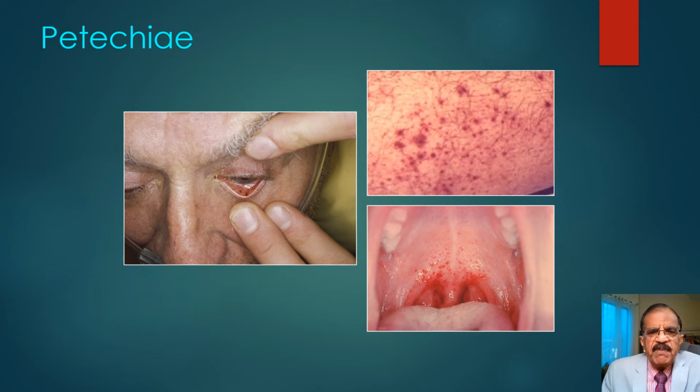Then we have these petechiae, small punctate hemorrhages you can see in the conjunctiva, and they can be present on the skin and they can be present on the palate, uvula. So I think if you examine carefully, these punctate spots should be a sign of endocarditis. Of course, you can have these spots in purpura also, but one of the causes of these spots is endocarditis.